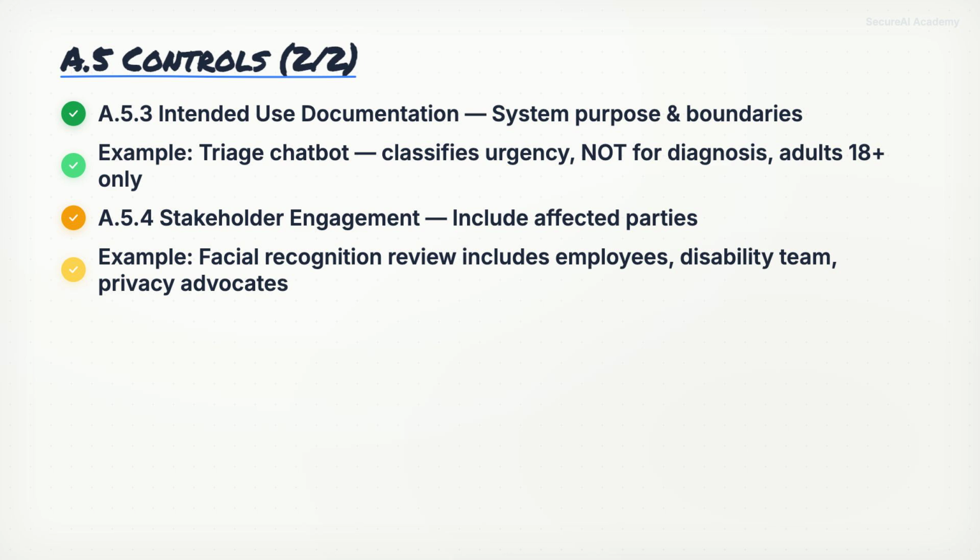Control 4. Engagement of interested parties. Include affected stakeholders in the assessment. Example: when assessing a facial recognition system for building access, the company invites employee representatives, the disability inclusion team, privacy advocates, and building security to participate.